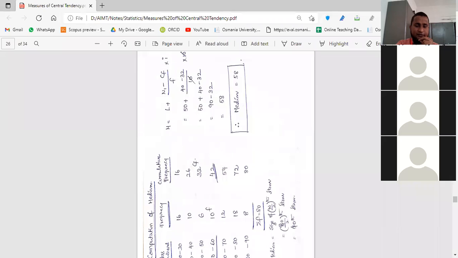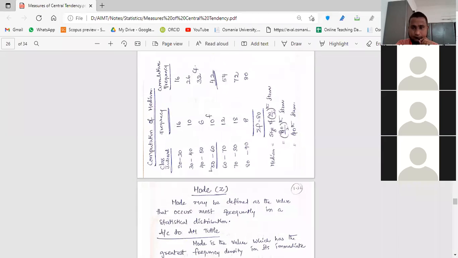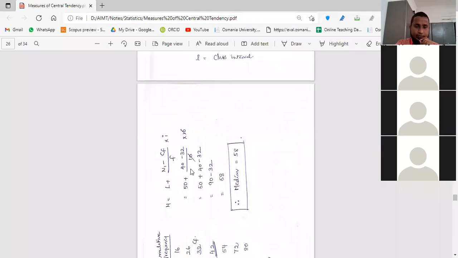Into class interval. What is the difference? The difference between the lower class limit and the higher class limit is 10. 20, 30: difference is 10. 30, 40: difference is 10. The class intervals should be equal, not unequal. Inequality cannot be entertained here. So 20, 30, 30, 40, 40, 50, like that it should be. It should not be 20 to 25 in some classes. So the class interval is 10, the difference between lower limit and upper limit.